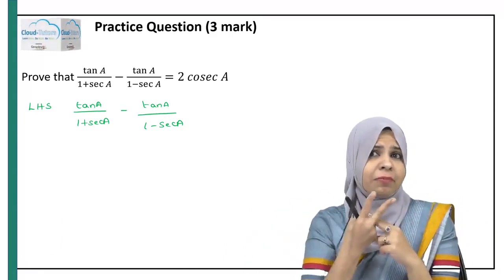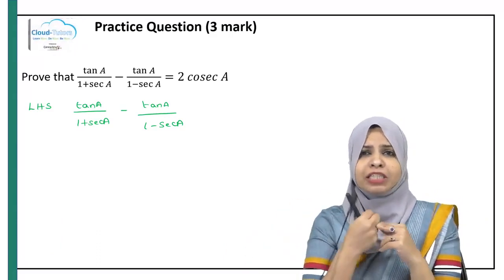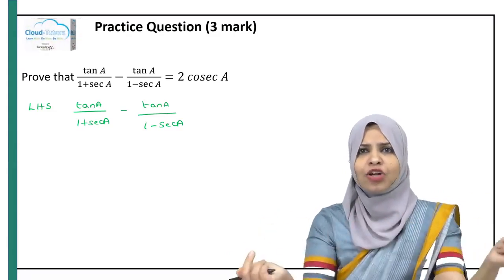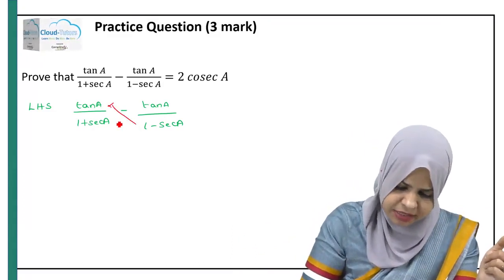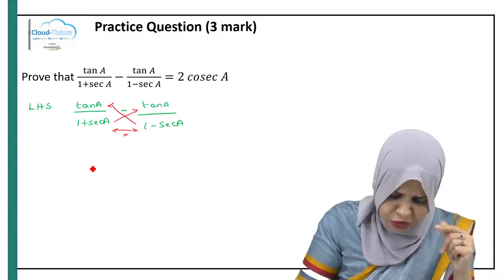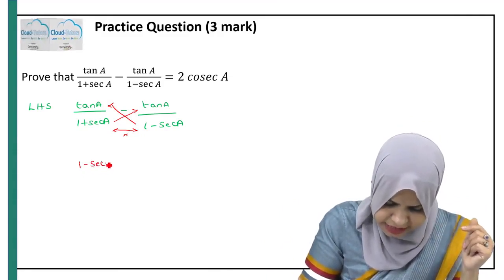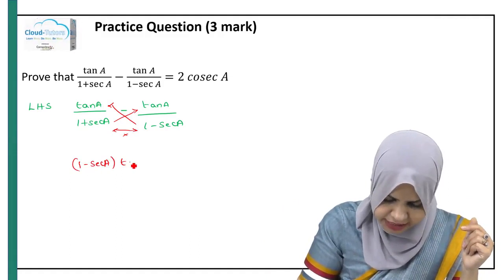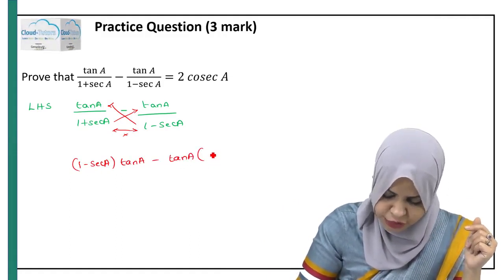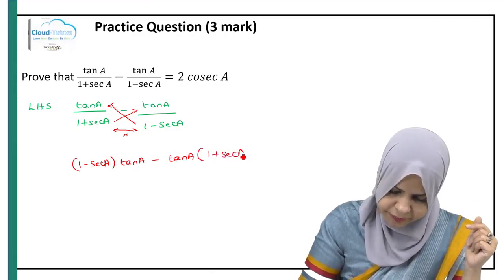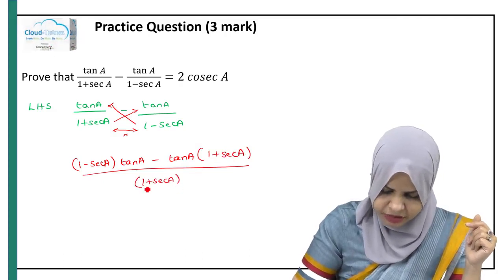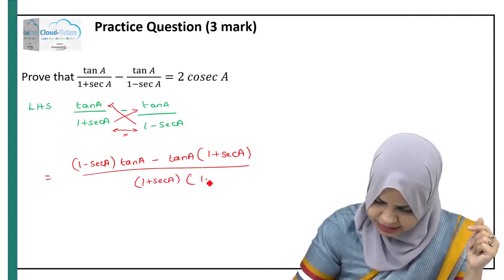And when I have two fractions, I will use the cross multiplication method. In cross multiplication method, what do we do? Multiply the denominators and cross multiply, right? Remember, the signs and denominators both will be multiplied. Let's do it. So 1 minus secant A into tan A minus tan A into 1 plus secant A, whole divided by 1 plus secant A into 1 minus secant A.